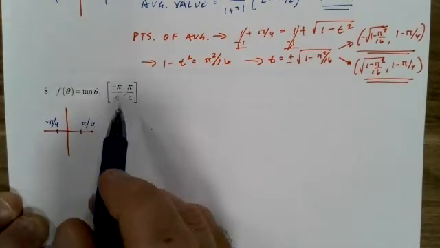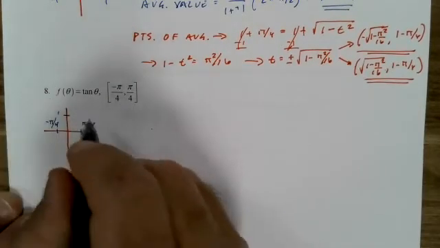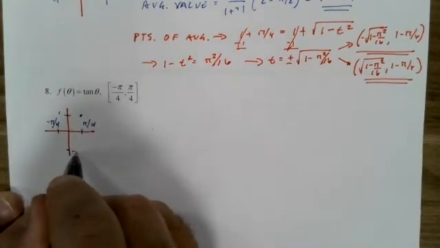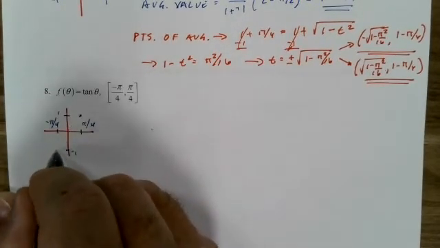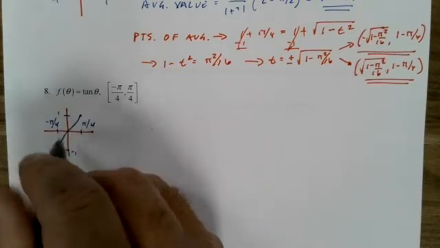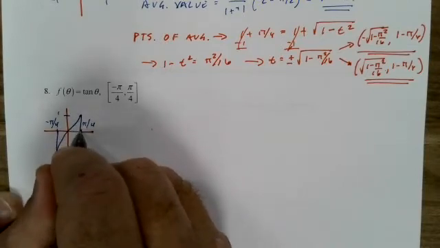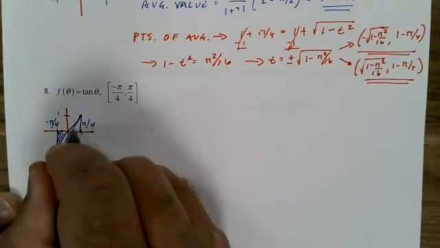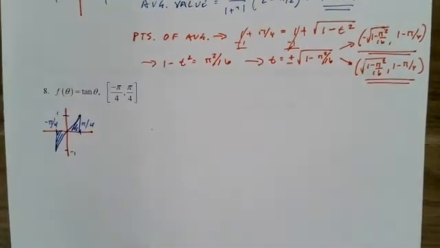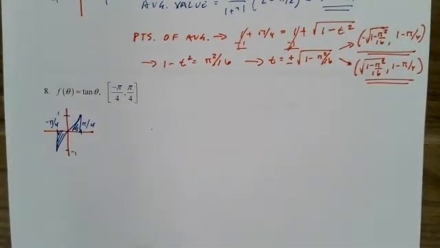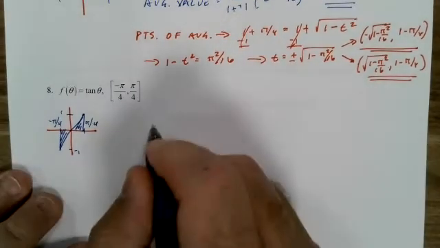Tangent of pi over 4 is 1, unless I'm very mistaken, which wouldn't be surprising, but I think I got it. It does one of these kind of weird things. Average value is going to be 0. It's going to happen at 0, 0. So I'm not doing any math. I could go do this, but what's the point?